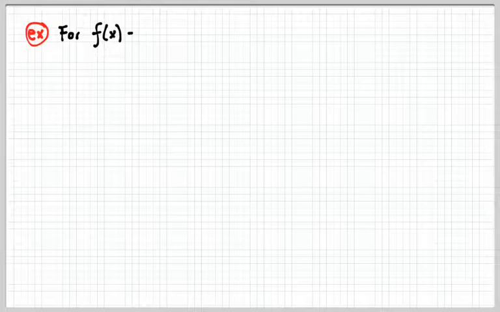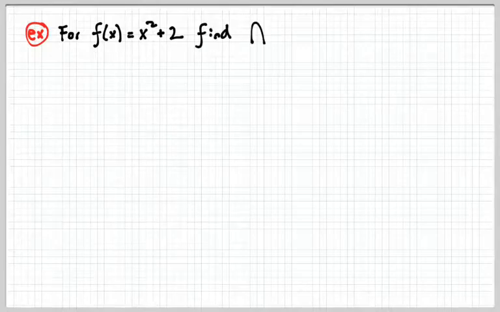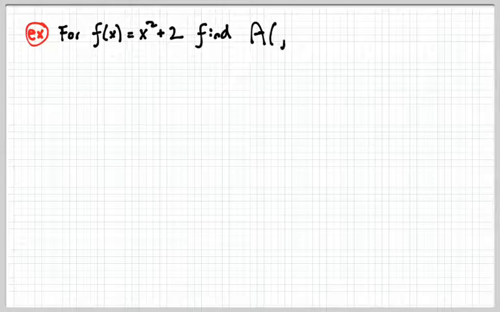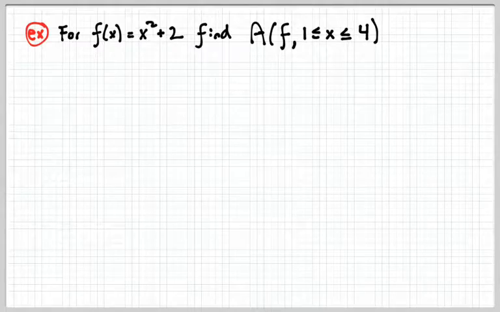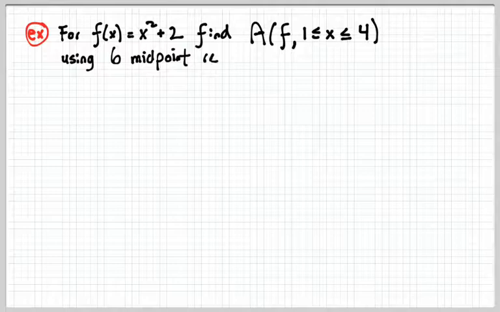For f of x equals x squared plus 2, find the area on the function, 1 less than or equal to x, which is less than or equal to 4, that's our domain, using 6 midpoint rectangles.